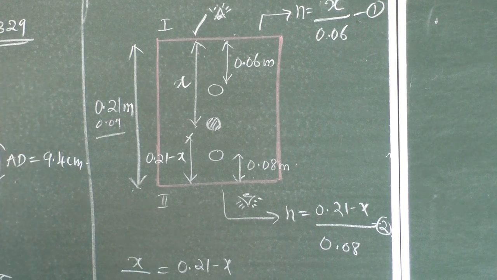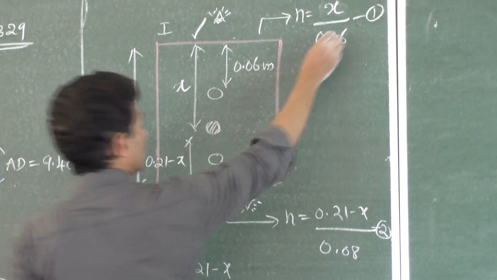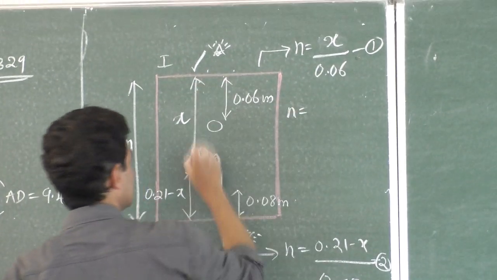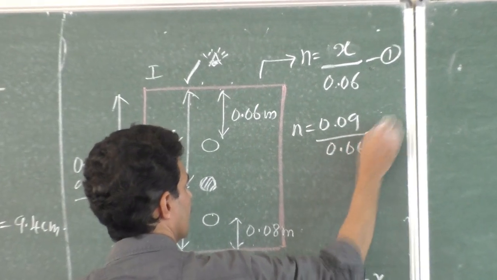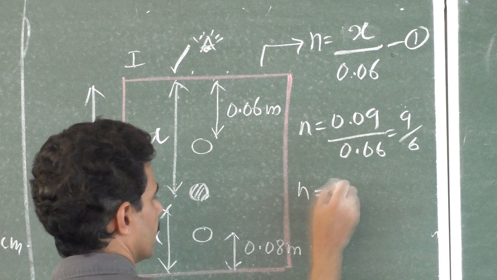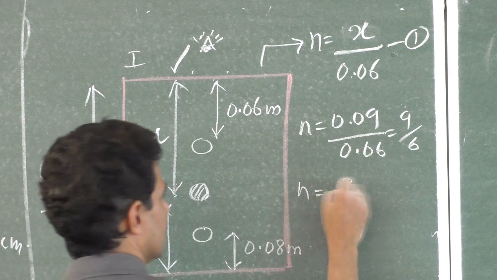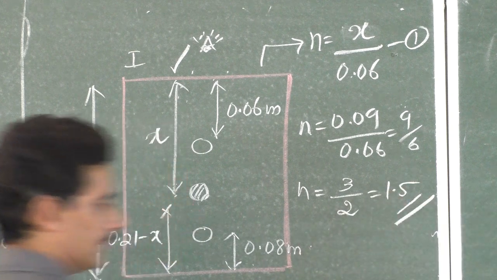Now, what is the refractive index? Substitute this value in any one of the equations. I'll substitute it here. n is equal to, from the first phase itself, x: 0.09 by 0.06, 9 by 6. It is 1 by n is equal to, 3 3s are, 3 2s are, 1.5. That is the refractive index of the material.